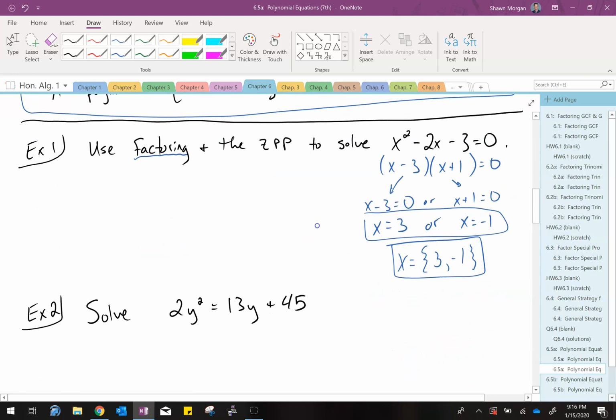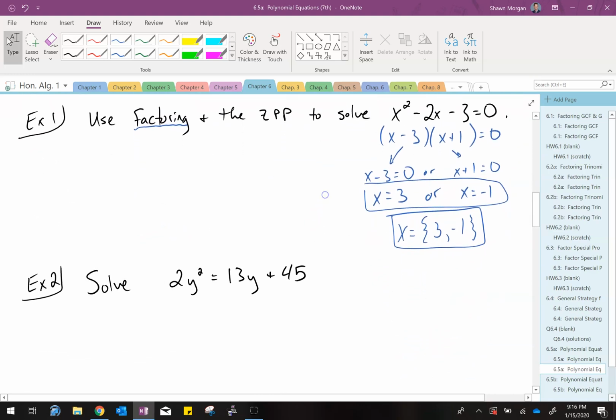Let's look at our second example, and it differs from the first example in that with the first example, it was set equal to 0 already. And I tell students this all the time. The primary goal of using the zero product property is to remember that it is the zero product property. So for example 2, I need to set it equal to 0.